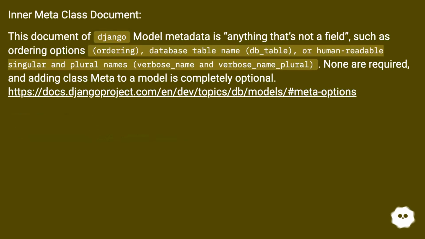Inner meta class document. This document of Django model metadata is anything that's not a field, such as ordering options, ordering, database table name, db_table, or human readable singular and plural names, verbose_name and verbose_name_plural. None are required, and adding class meta to a model is completely optional. This URL.